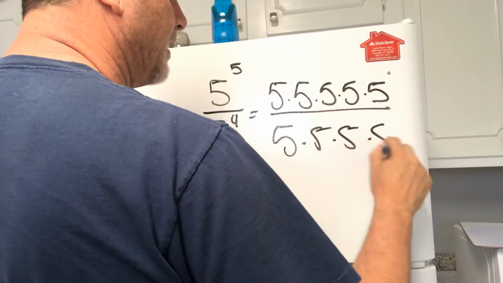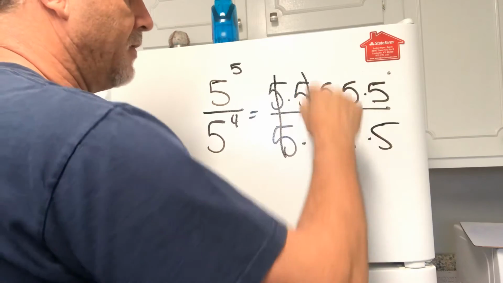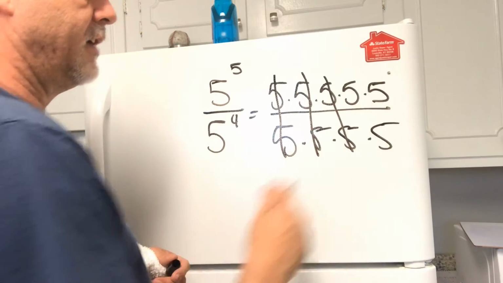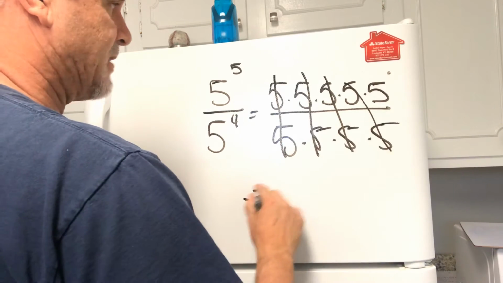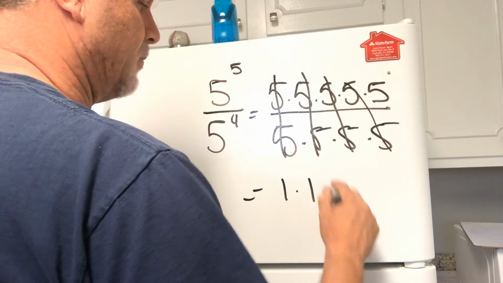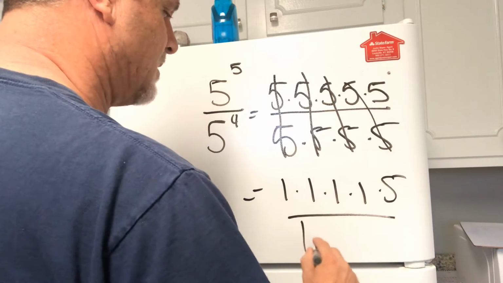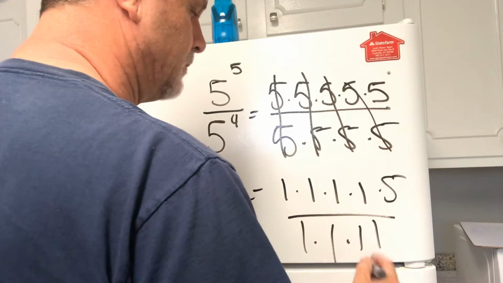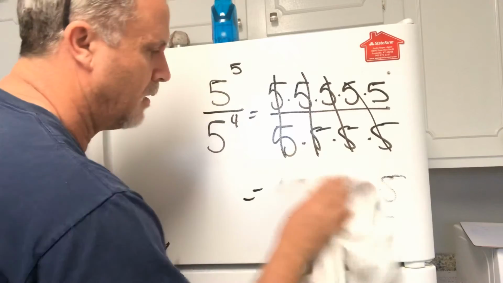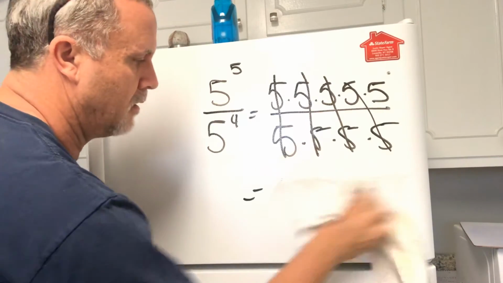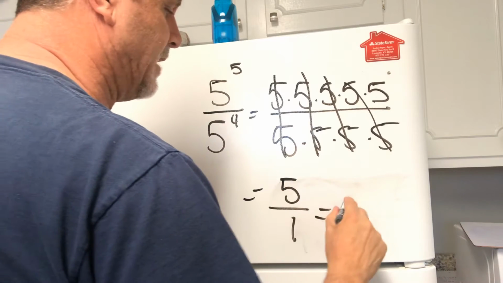What we can do is, if we were doing division, every one of these pairs we would mark out, because they equal 1. So that would make this 1 times 1 times 1 times 1 times 5 over 1 times 1 times 1 times 1, which is just going to be 5 over 1. So that would be the same as 5 over 1 equals 5.